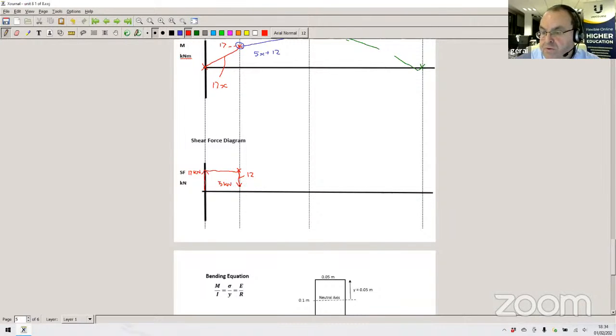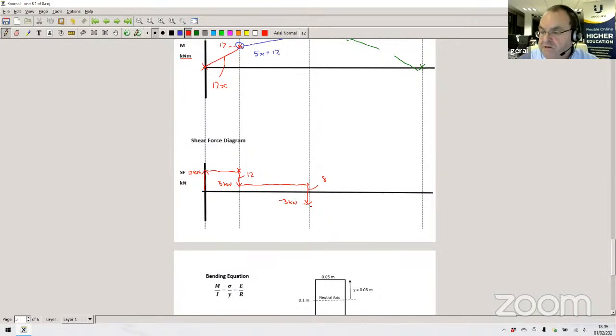We then go to point C, which is a horizontal line across. Again, no loading in between, so we just draw a straight line. And this time we've got a load of 8 kilonewtons. Again, that's in a downward direction, so we'll draw that down. And that's going to go down by 8 kilonewtons, which will bring us to our point here, which is going to be minus 3 kilonewtons.